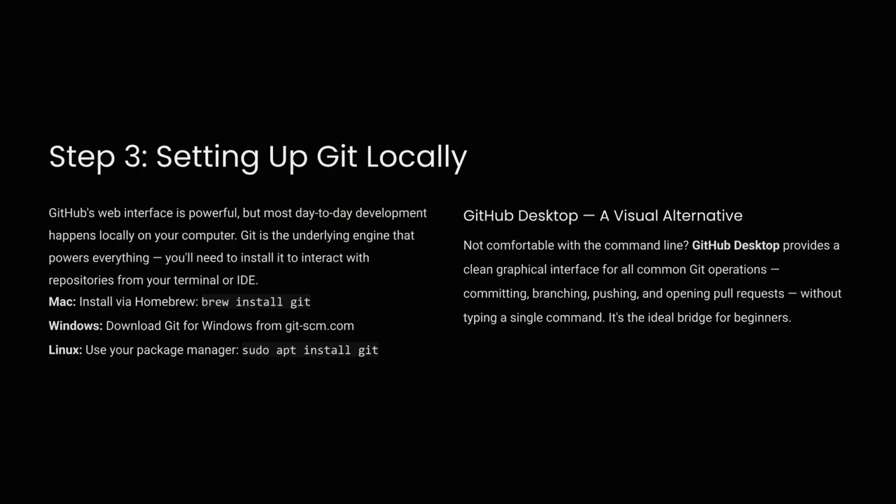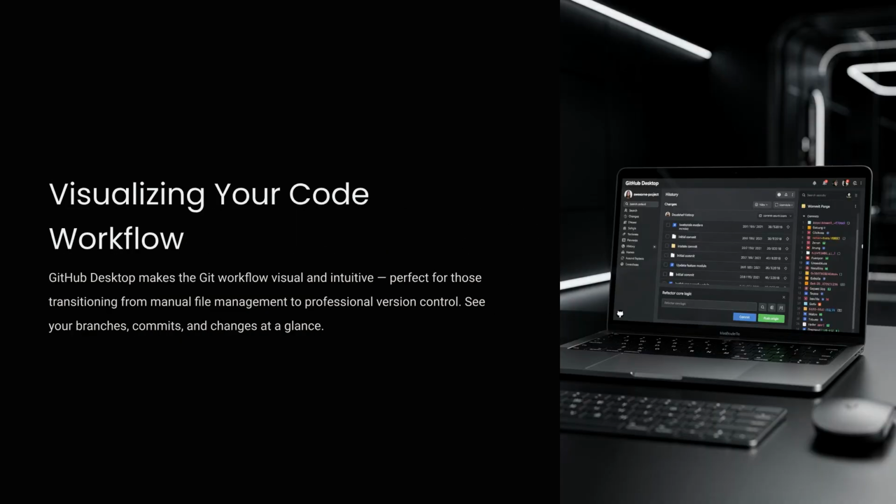You'll need to install Git via the command line for your operating system. Alternatively, GitHub Desktop offers a visual graphical interface for beginners. GitHub Desktop is a visual alternative that makes the Git workflow intuitive. It is perfect for those transitioning to professional version control. You can see your branches, commits, and changes clearly at a glance.